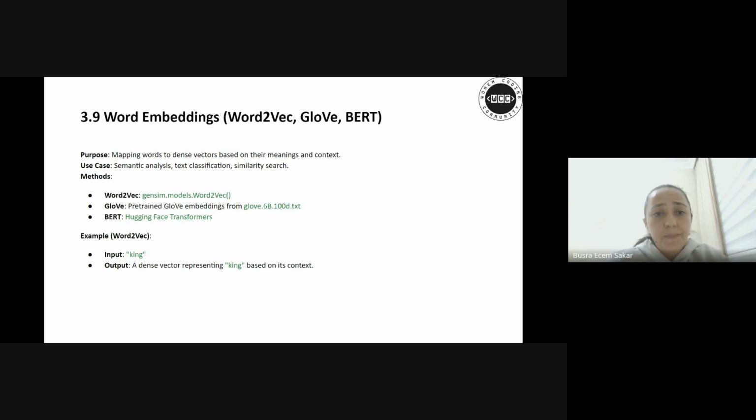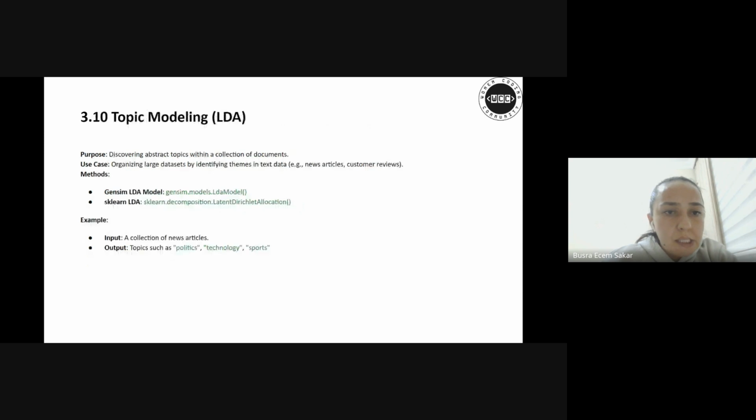Why is it useful? Because it's great for tasks like semantic analysis, where we need to understand how words relate to each other. Text classification, again, where these word vectors can be used as features in machine learning models. Similarity search, where we can find words or documents that are similar in meaning. There are a few ways to create word embeddings: Word2Vec, GloVe, and BERT. And Hugging Face transformers also provide these models.